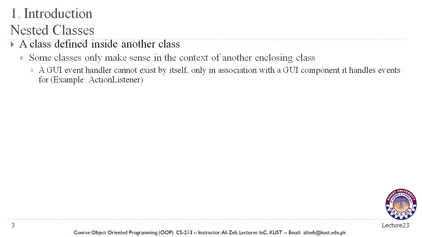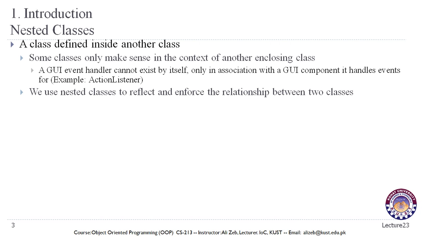For example, the action listener. When we interact with a GUI component, the handler for that particular event is related to or associated with that component alone, and we can include a nested class to handle the event of that component. We use nested classes to reflect and enforce the relationship between two classes.